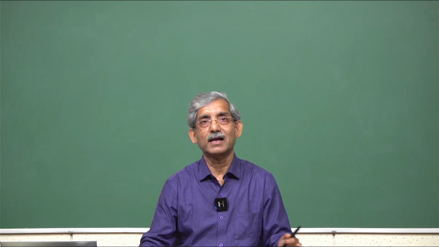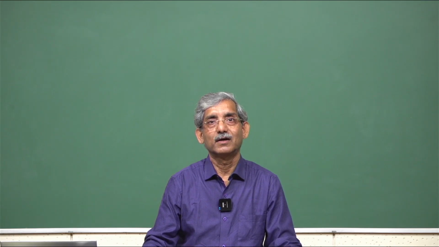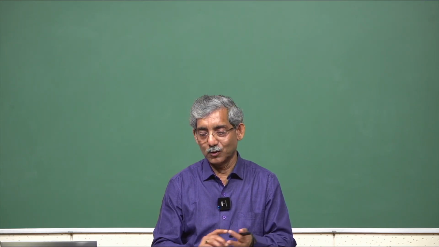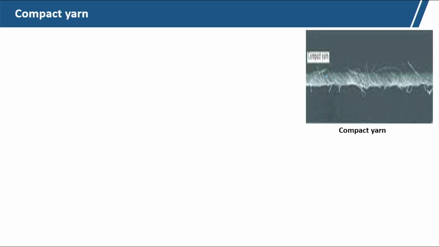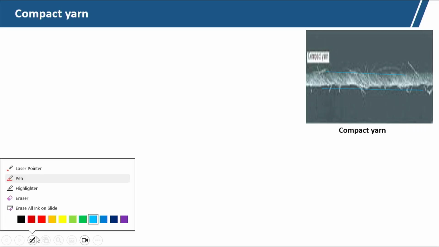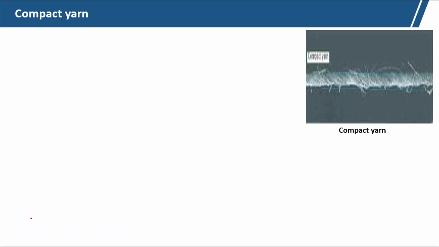Next is the compact yarn. Compact yarn, as I told you, is made with an additional attachment. Now, this is the compact spun yarn, where you can see the hairiness is much less, almost absent. That is why compact spinning is used here.